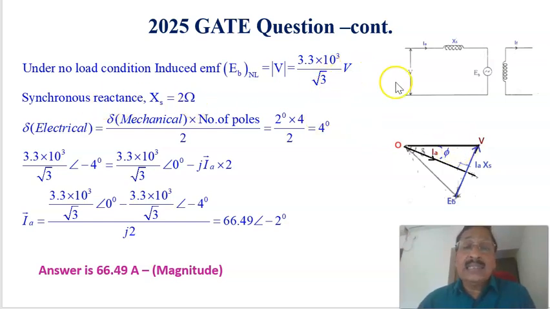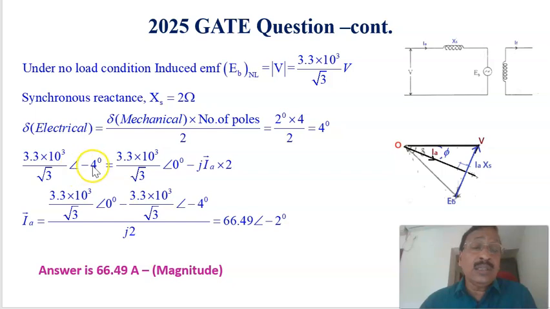Now, synchronous reactance is given as 2 ohms, and when it is loaded, the mechanical load angle is given as 2 degree. The corresponding electrical load angle equals mechanical load angle into number of poles divided by 2, that is 2 degree into 4 divided by 2, or 4 degree. Actually, this is marked as the load angle, but it is not to scale; it is magnified just to make you understand. Anyway, the phase angle between the terminal voltage and the back EMF, the angle delta, is equal to 4 degree.